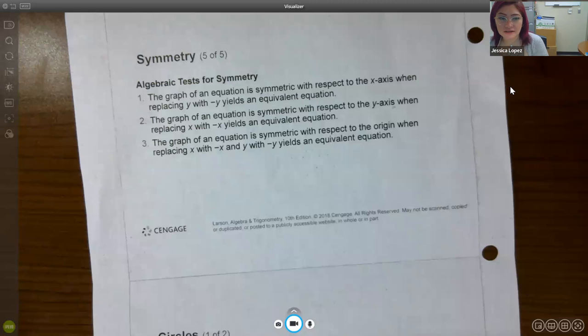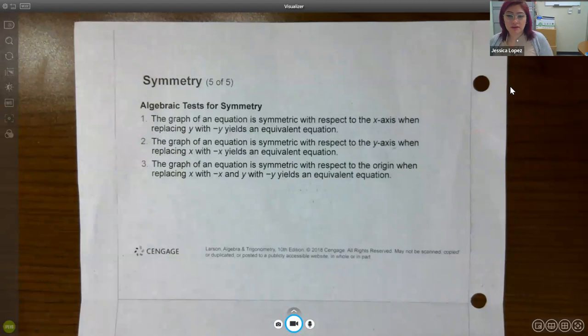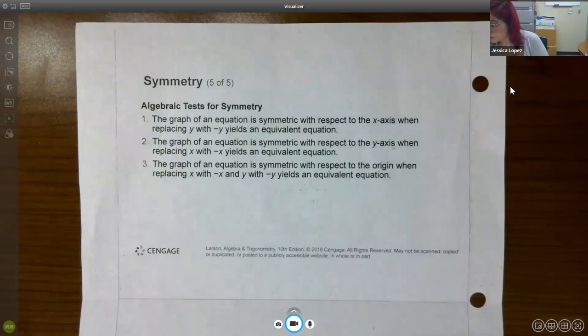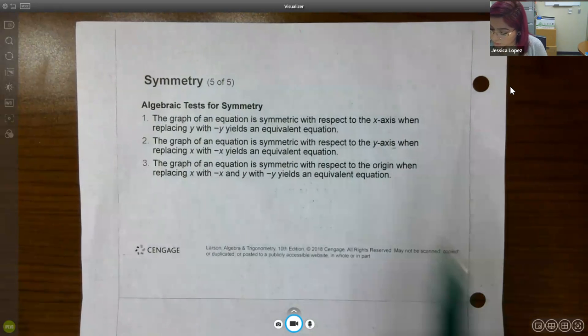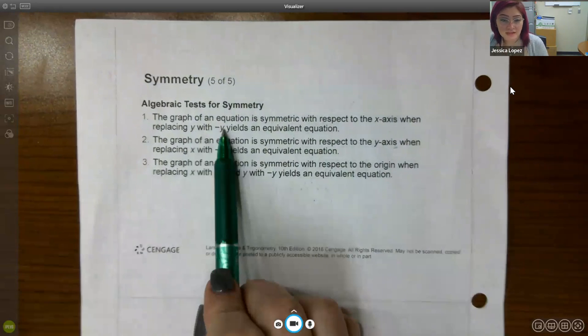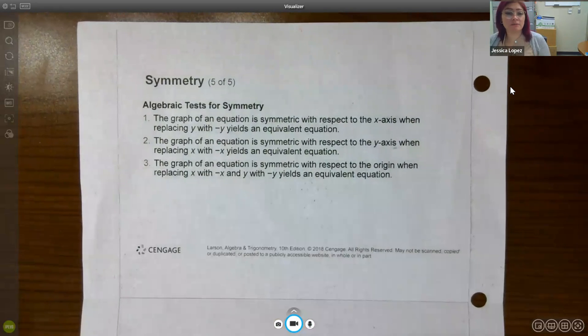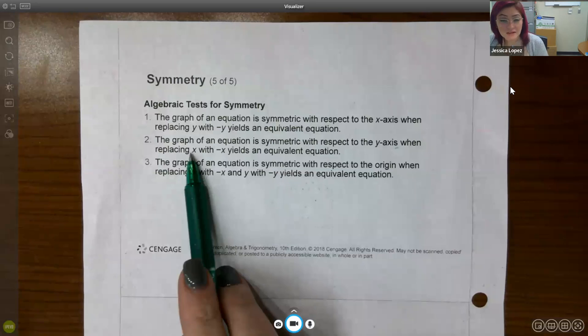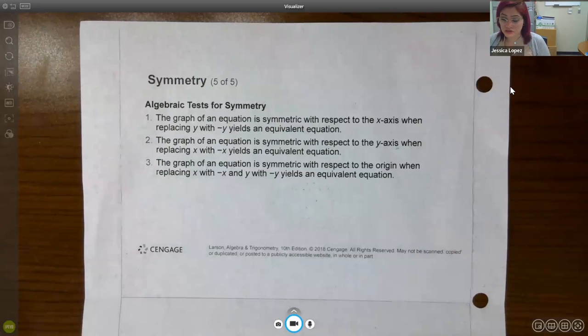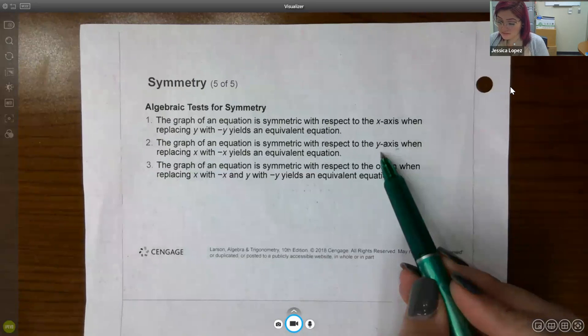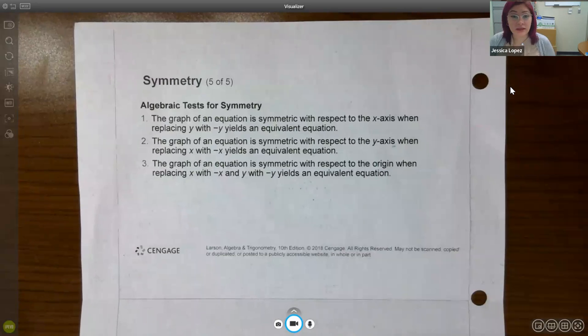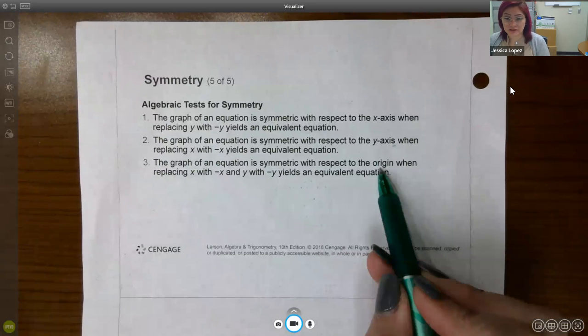So how do we find algebraically whether or not an equation is symmetric with respect to the x-axis, y-axis, or the origin? Okay. That is done by this test for symmetry. If you replace your y with negative y and you end up with an equivalent equation, then you have symmetry with respect to the x-axis. Similarly, if you replace x with negative x and you end up with the same equation, that is symmetry with respect to the y-axis. And then if you replace both x with negative x and y with negative y and you get the same equation, then you have symmetry with respect to the origin, okay?